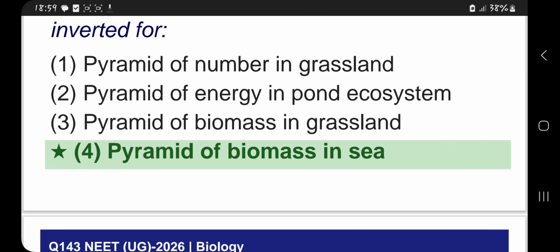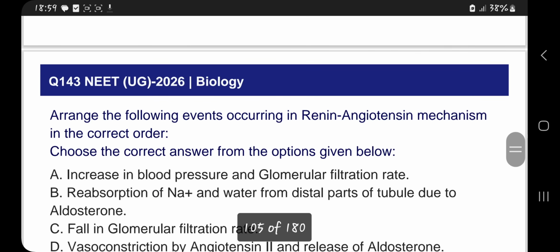They begin with planktons, phytoplanktons, then they proceed with biomass. They are not talking about energy, but biomass. Pyramid of biomass in sea is an example where the phytoplanktons are very low in biomass when compared to the secondary consumer or tertiary consumer. That is the reason the pyramid of biomass in sea is inverted.